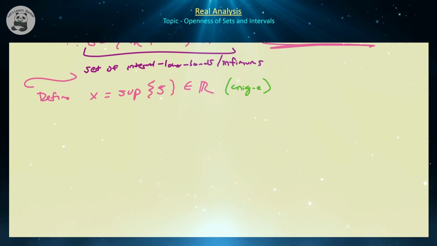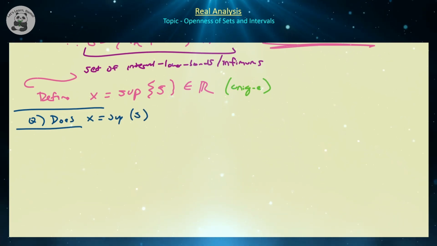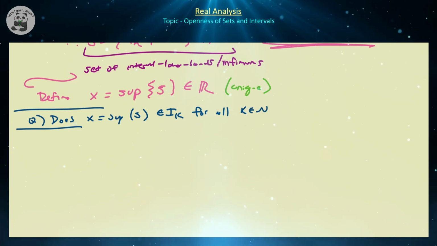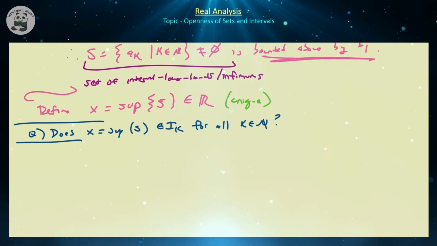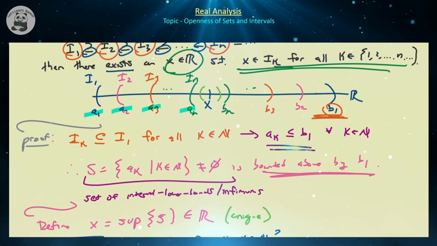So our goal, let's sort of diverge for a moment. Our question: does x, which is equal to the supremum of this set, belong to this interval for all k in the set of natural numbers? All right, so does the supremum of all of the lower bounds belong to all of the intervals? And you might need to take a step back and actually look at this picture, right?